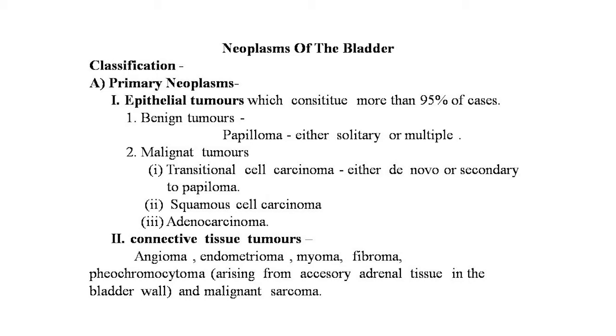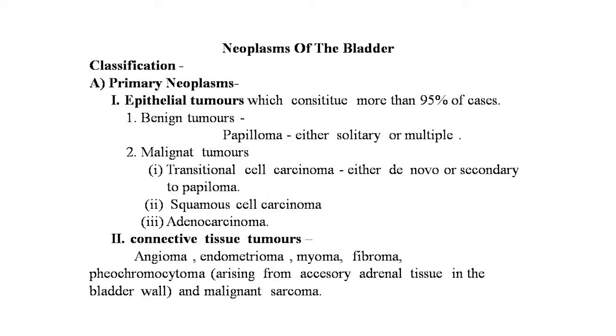The classification: primary neoplasms and secondary tumors. Primary neoplasms are of two types, epithelial tumors and connective tissue tumors. The epithelial tumors constitute more than 95% of the cases. The benign tumor is papilloma, either solitary or multiple. Second are the malignant tumors, like transitional cell carcinoma, either de novo or secondary to papilloma. Among the malignant tumors, second is the squamous cell carcinoma and third is the adenocarcinoma.